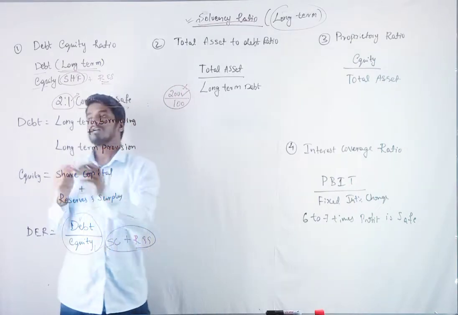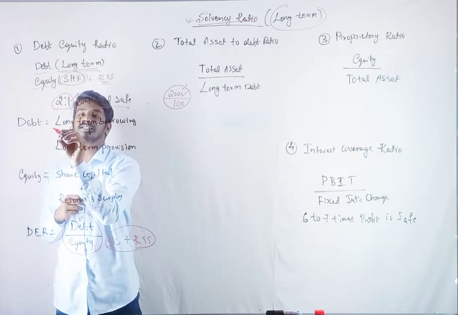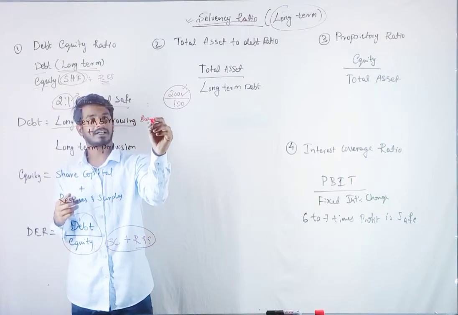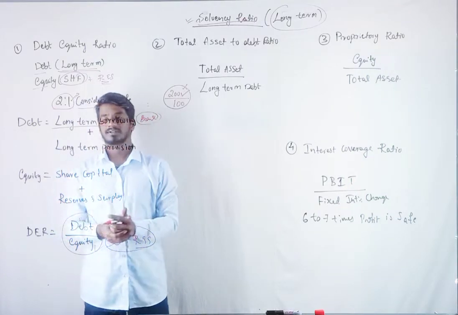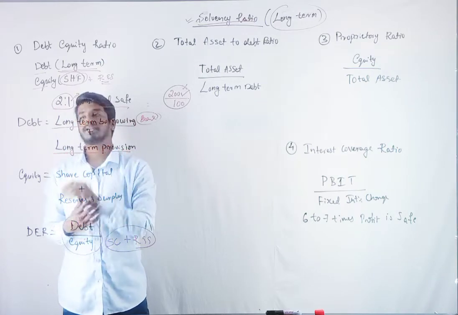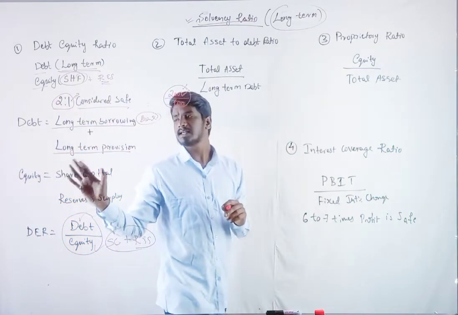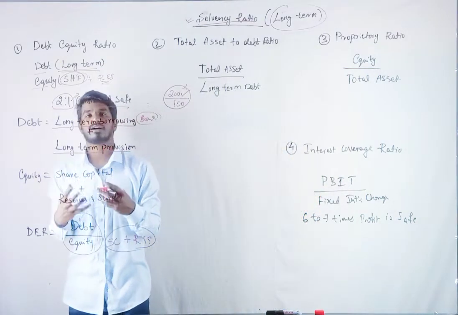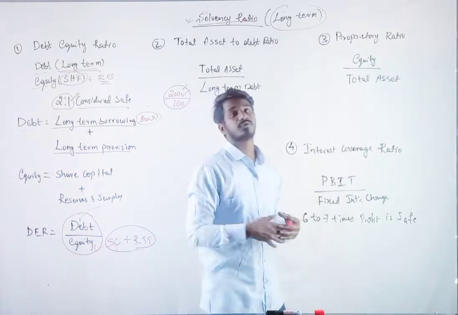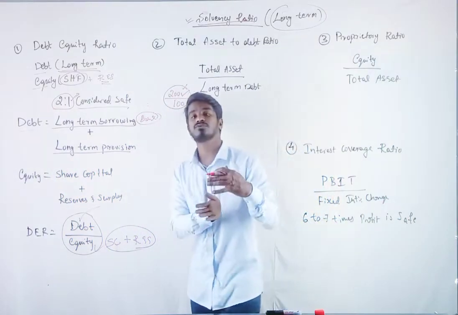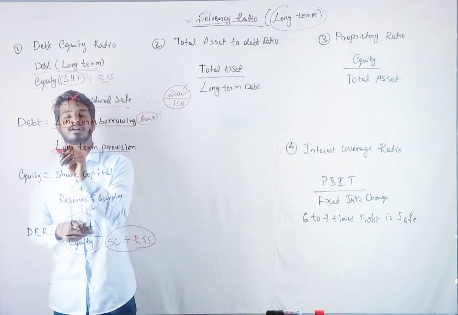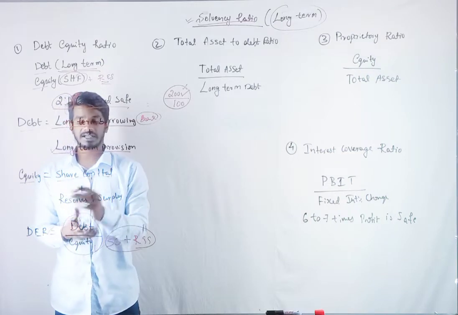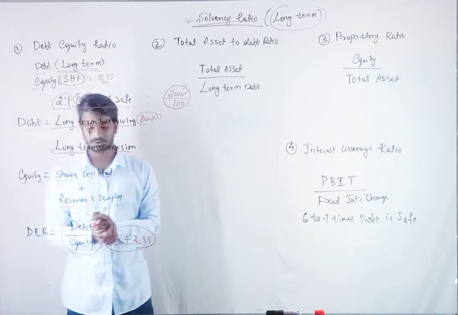Debt means long term borrowings, whatever the long term borrowings, a bank loan for example, plus long term provisions. What are long term provisions? Long term provisions are a certain amount we have kept aside for future liability. That is called long term provisions. Equity means share capital plus reserves and surplus, as I already told you.